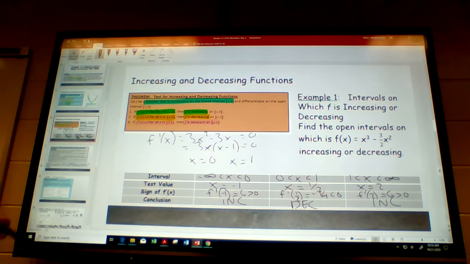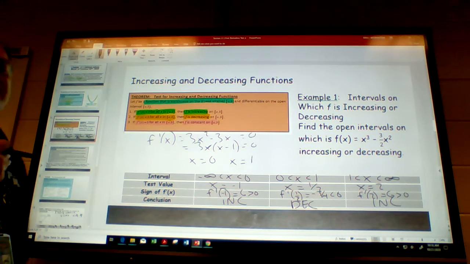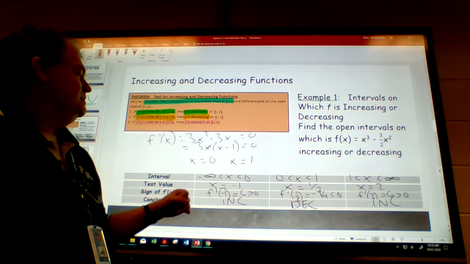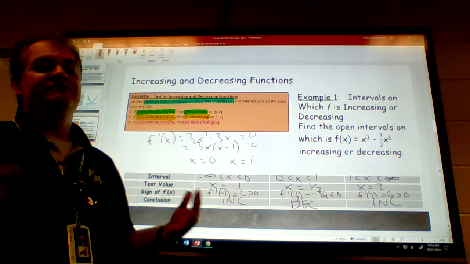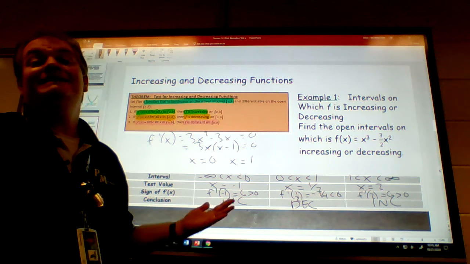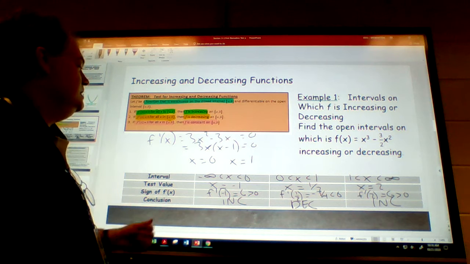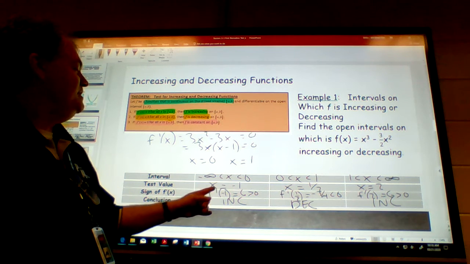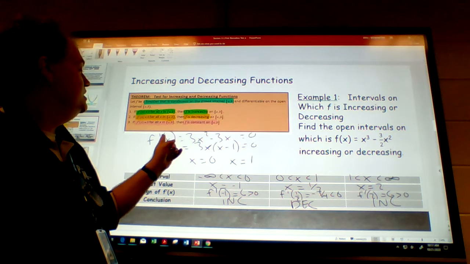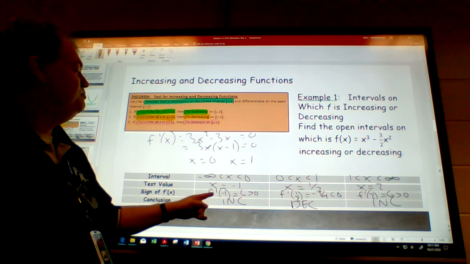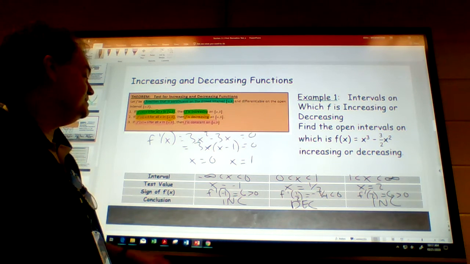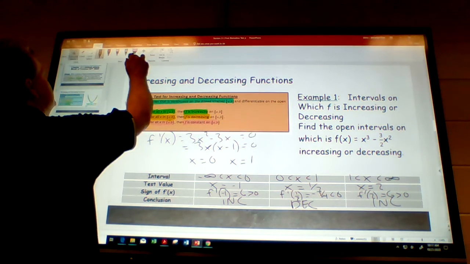Now, we're going to need to test a value in each interval. You can pick any value that's less than 0, and we decided to pick -1. You can use any number that you want that's less than 0, but I chose -1. Choose an easy one. So then I plug in -1 into the derivative right here. So f prime of -1 ends up giving me a value of 6, which is greater than 0. So that's telling me that the function is increasing.